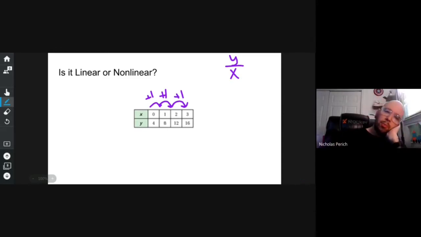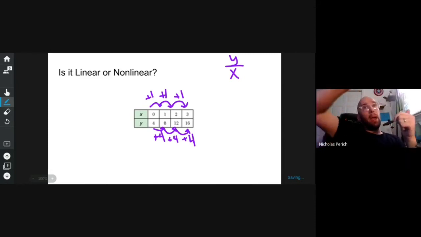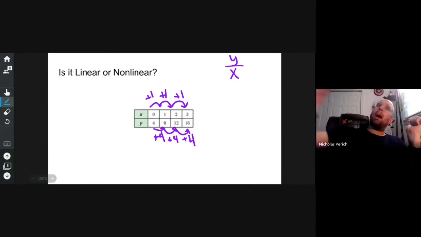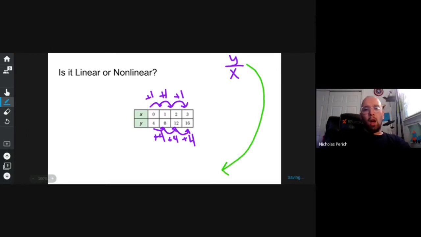Pattern. How do I get from 4 to 8? I add 4. How do I get from 8 to 12? I add 4. How do I get from 12 to 16? I add 4. So what I get is a pattern across the top and a pattern across the bottom. And in each case, if I'm comparing it to y over x, my y changes 4 and my x changes 1. So I get 4 over 1 and 4 over 1 and 4 over 1 each time.